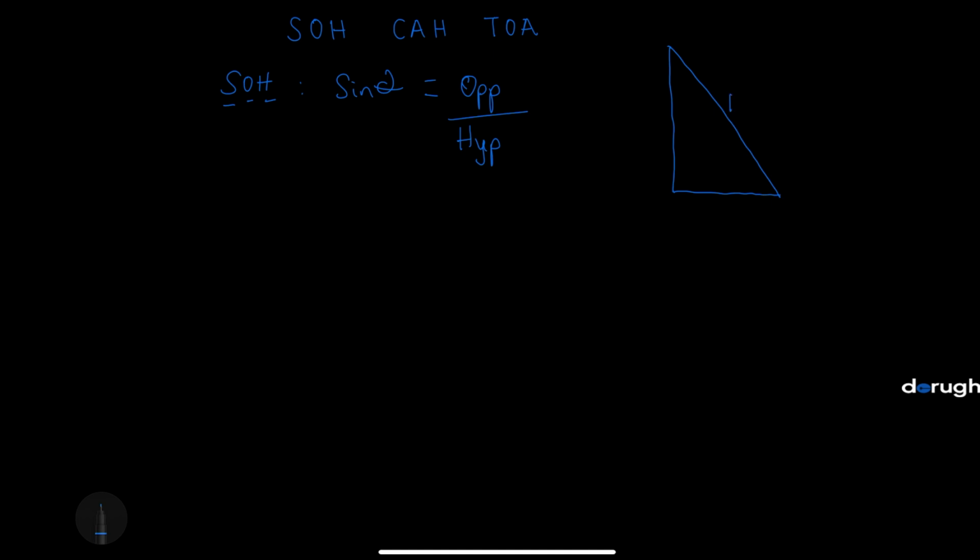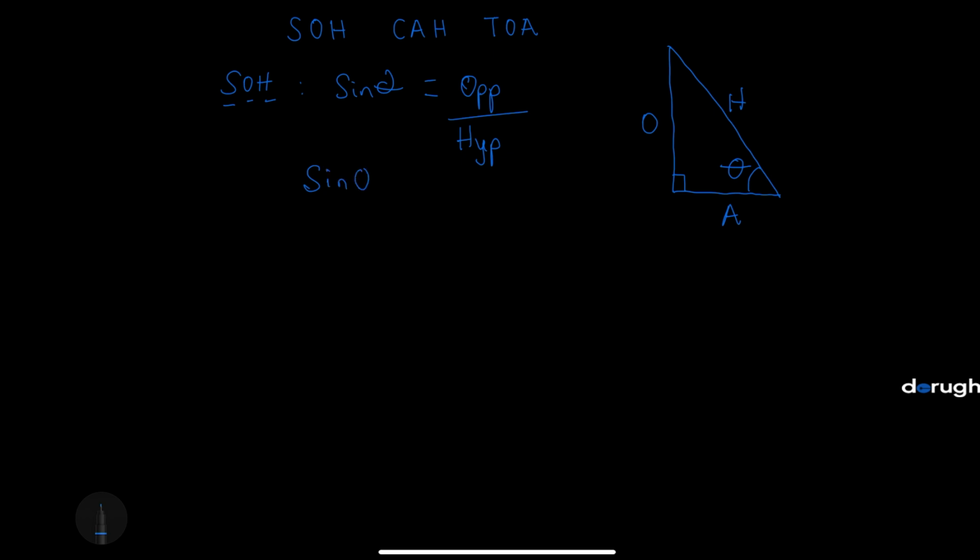So if this is the H, obviously this is our O that we are assuming for now. Sorry, our theta. Then this would be our O, and this would be our A. This is our right angle as usual. So what does this mean?